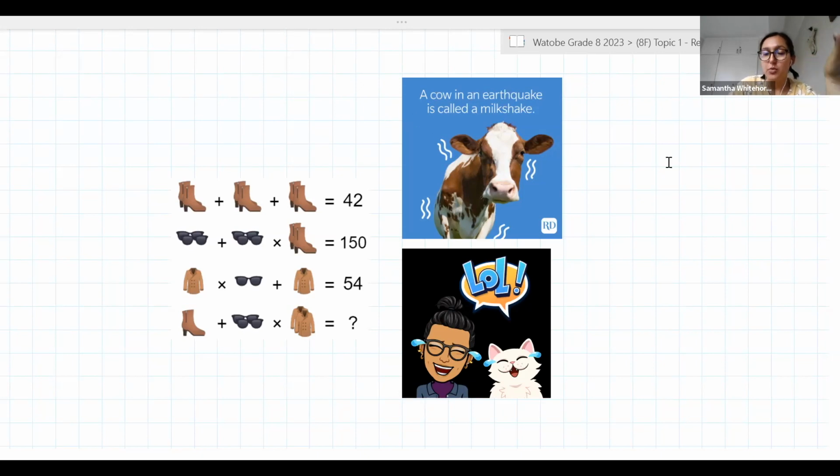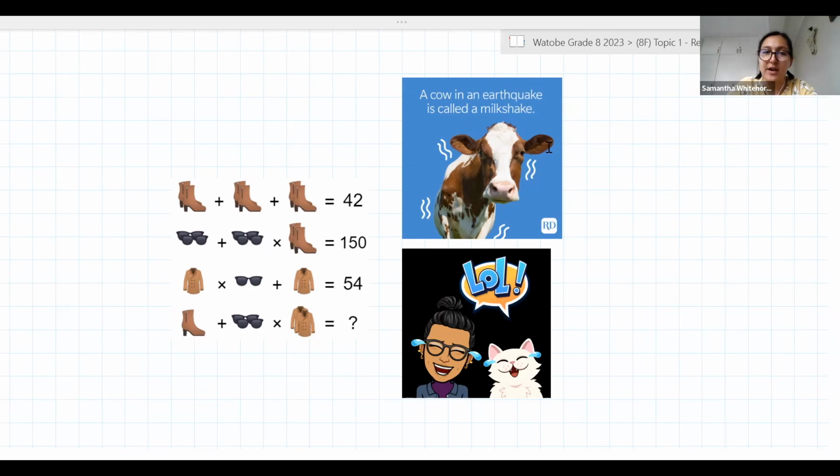Remember, I've said you will always have a joke of the lesson. So my joke today is a cow joke. A cow in an earthquake is called a milkshake. There'll be lots of cow jokes, so you'll get used to it. You don't have to find it funny either. This is really my sense of humor with cows.